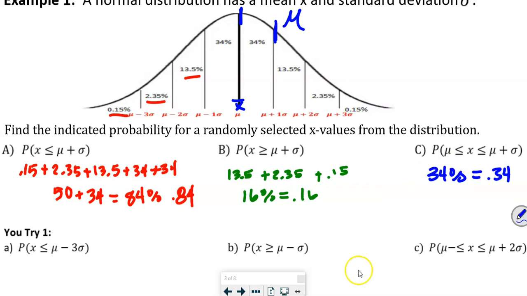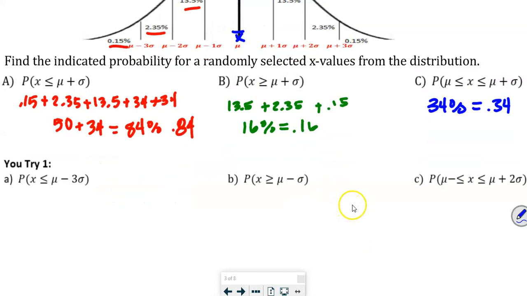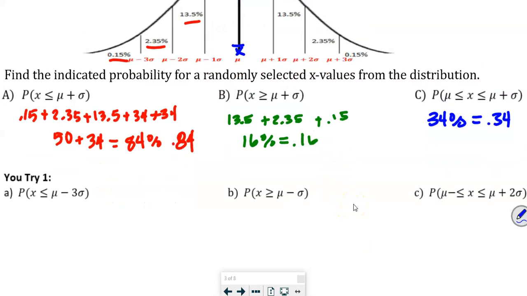Now what I'd like you guys to do is do the U-tries, the next 3, and then come back to me when you're done.